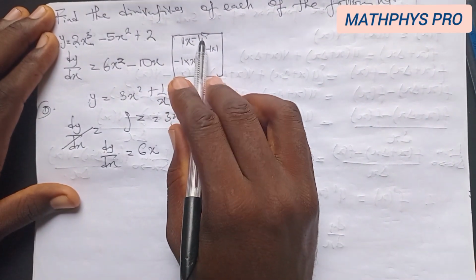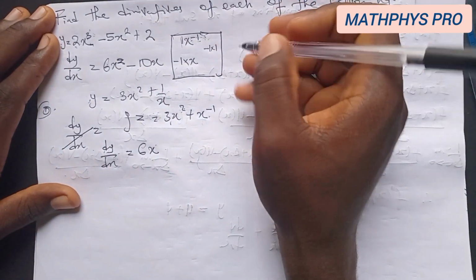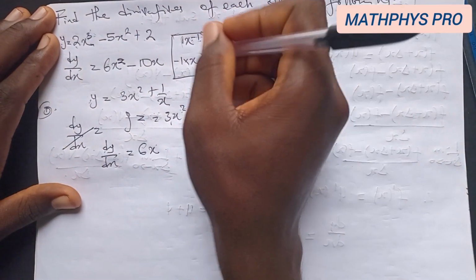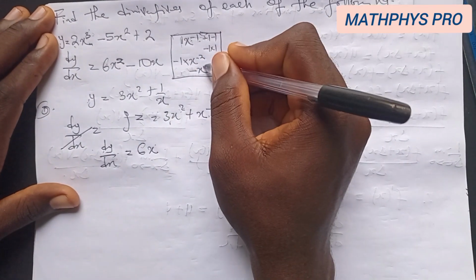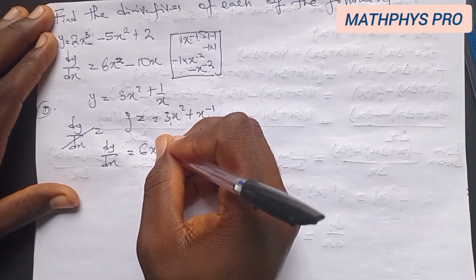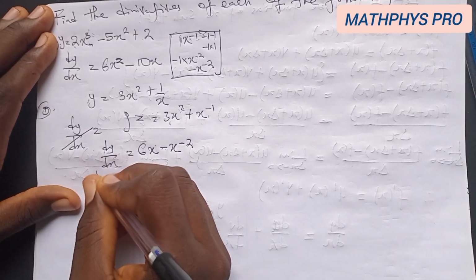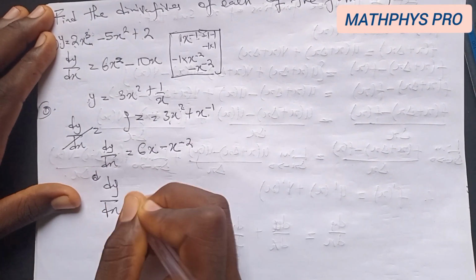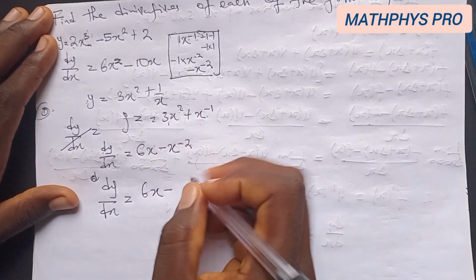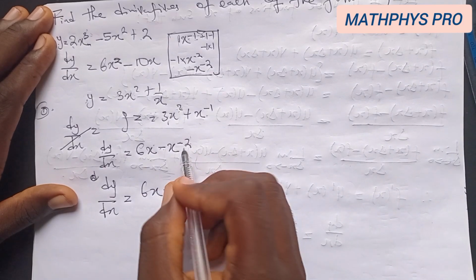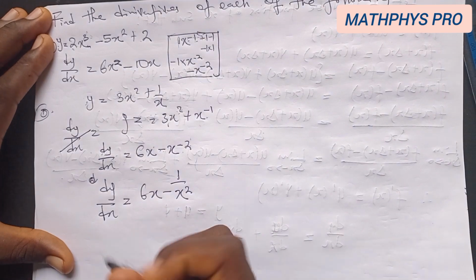So we have minus 1 times x, and the power of x, you still have to subtract 1 from it. So we have minus 1 minus 1, which is minus 2. So what we have is minus x raised to minus 2. So this can also be written that dy dx is equal to 6x minus, according to the law of indices, 1 over x squared.